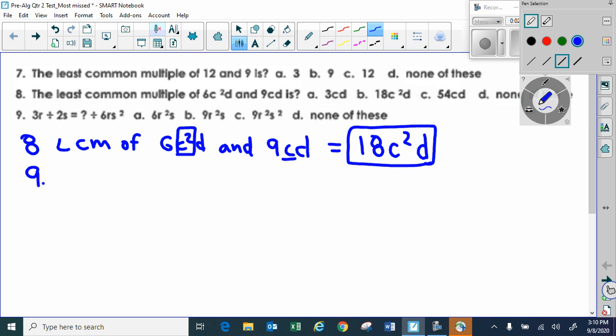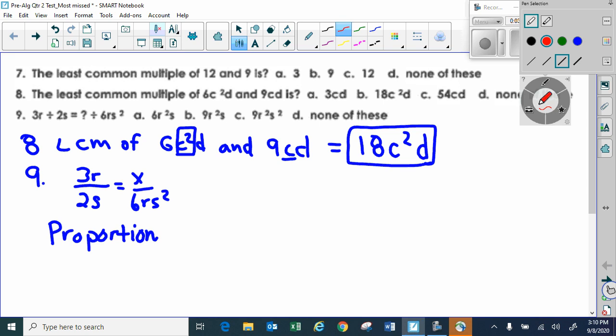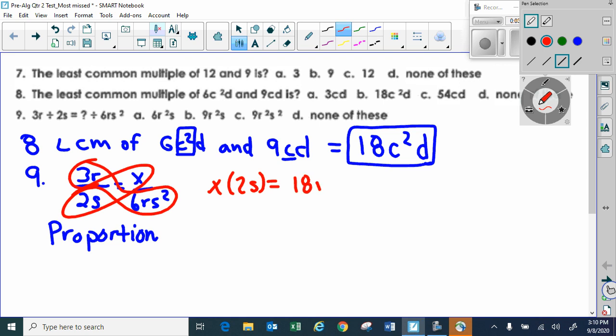Number 9, I have 3r over 2s equals x over 6r s squared. I have a proportion here. It's called a proportion, a ratio that equals another ratio, or a fraction that equals another fraction. Solve all proportions by cross multiplying and set them equal to each other. Don't forget to set equal to each other. So I have x times 2s equals, I'm just going to multiply them all together now, 18 r squared, because I have 2 r's there, and s squared.